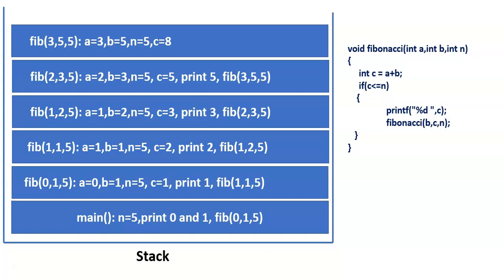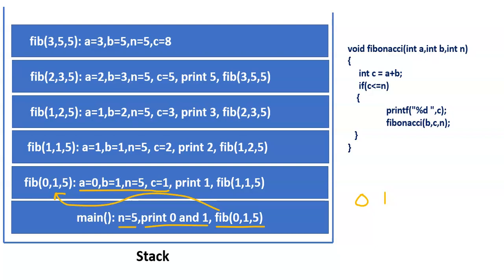Now we see, initially let us assume that in the main function we have given n value 5. As 5 is not equal to 0, it prints 0 and 1. So in the output we get 0 and 1, and then it is calling fib function with values a comma b comma n. That means 0 comma 1 comma 5. In this function a value is 0, b value is 1 and n value is 5. Then C is calculated, a plus b, 0 plus 1, 1.